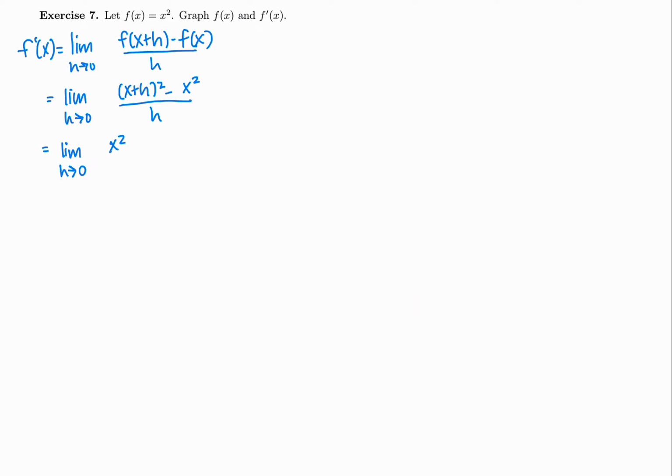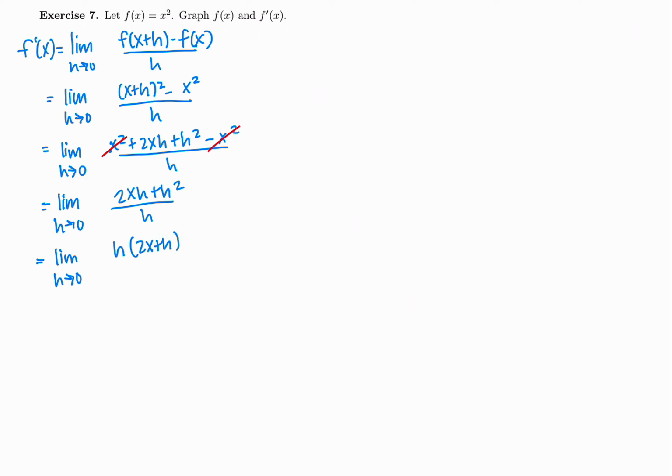I'm going to multiply things out, FOIL that first part, and divide by h. If you didn't follow along with that, pause the video and make sure you can FOIL that out and get the same thing I did. That's nice, because now those x squareds are canceling. And I have the limit as h goes to 0 of 2xh plus h squared over h, which is looking good, because I can factor an h out of the top, and that will cancel with the h in the bottom.